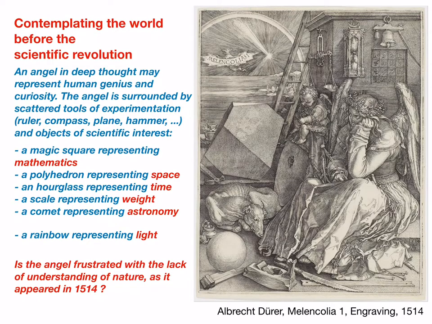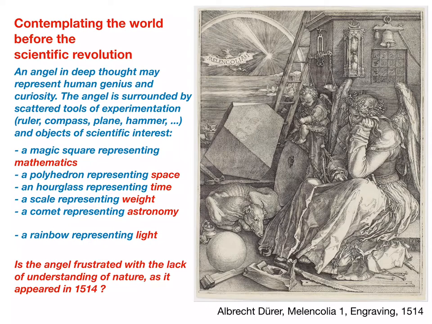Light, its properties, its nature, has always fascinated humanity because it's essential to life. There is also a reference to light in this famous engraving by Albrecht Dürer, where it appears as a rainbow in the background. This artwork from 1514, well before the scientific revolution, is one of the most important art pieces of its time. This may be because it's not immediately clear what it is about.